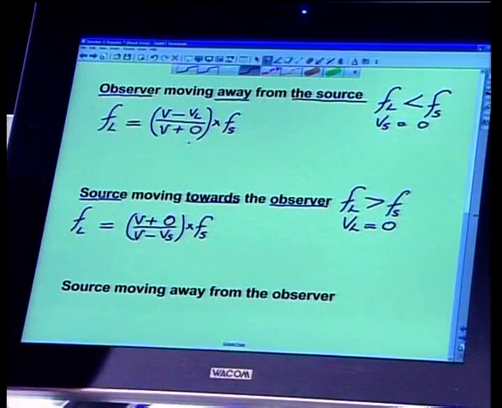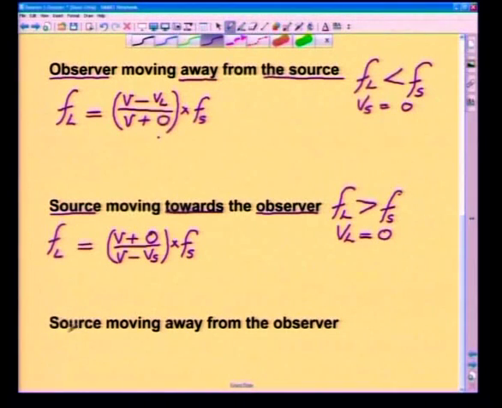So all you need to know is that you need to tell yourself what condition am I working in here? Is it the source moving towards or moving away? Is it the listener moving towards or moving away? So we need to get that very clearly. Now, let's move on to the last bit here, where we have the source moving away from the observer.